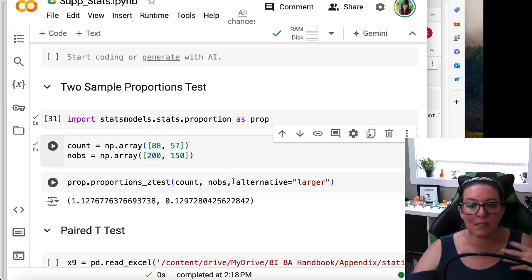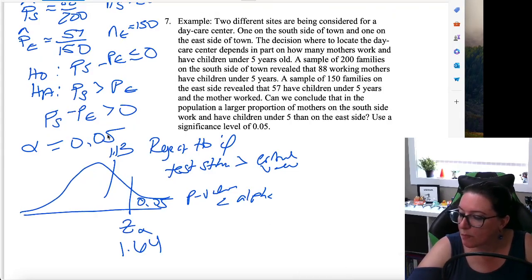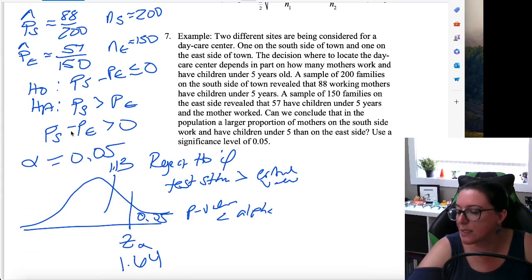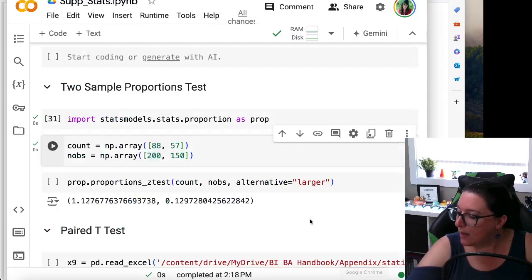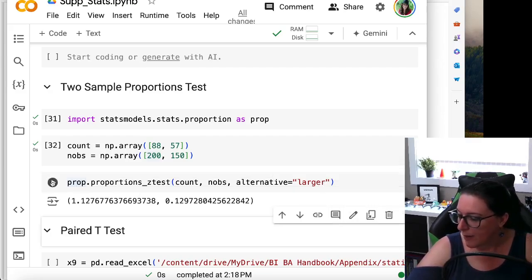The last piece is to specify whether it's a two-tailed test or a one-tailed test. And if we go back to our data, we have that our alternative hypothesis is that the south minus the east is greater than 0. And so because we are doing greater than, then the alternative is going to be larger. So just a reminder, some tests use greater, some tests use larger. They do have different terminology, so you just want to be careful. If you're getting weird errors, it could be that your alternative is incorrectly specified. Okay. All right, so we run this.